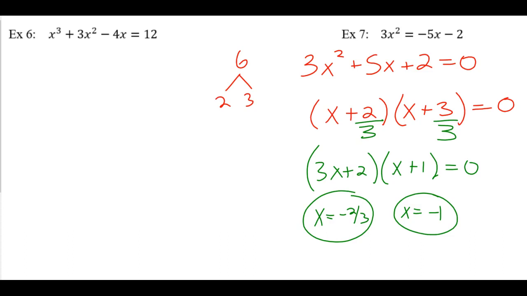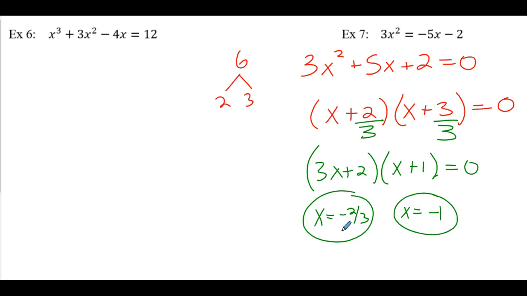Don't forget to do bottoms up, divide by 3, divide by 3. If you set 3x plus 2 equal to 0, subtract 2 over, divide by 3, that gives you negative 2/3. And then if you set x plus 1 equal to 0, you'd get negative 1.